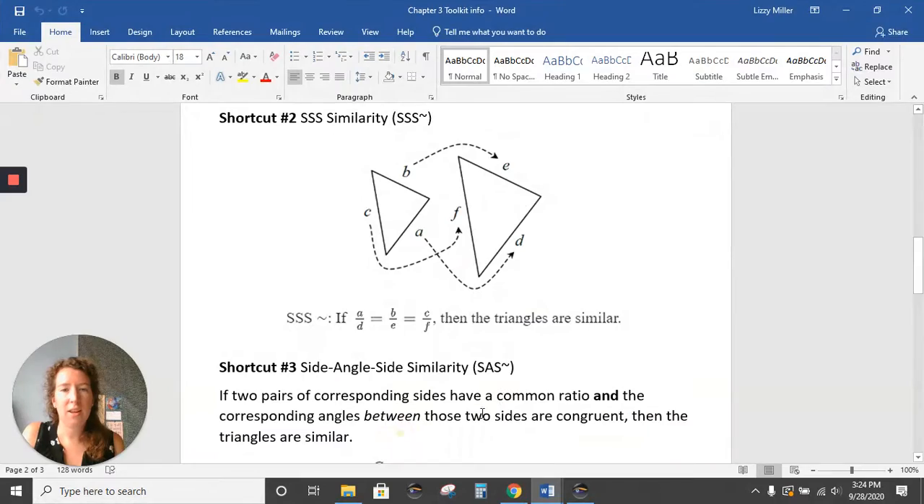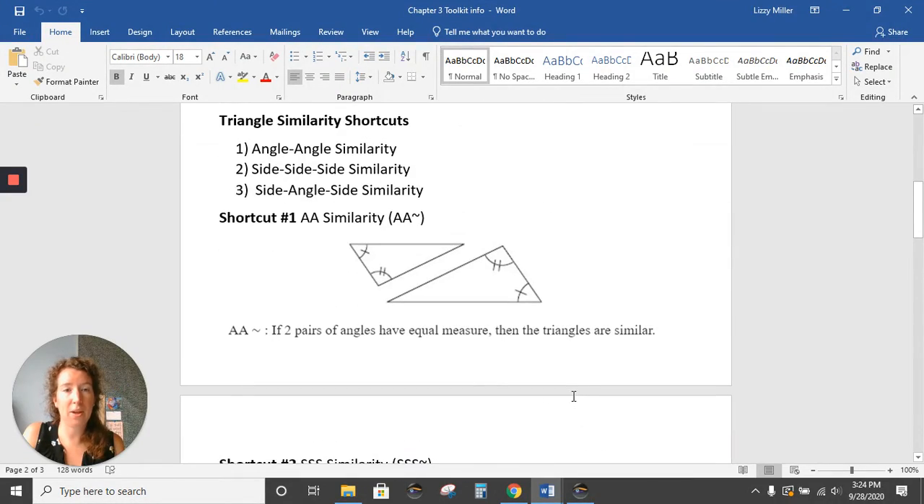information into our toolkit. Okay, so we have learned that there are 3 similarity shortcuts: angle-angle, side-side-side, and side-angle-side. These definitions are slightly different than the ones we just took in our notes. They're a little bit more abbreviated. So if you need to pause this video so that you can copy this down, feel free to do so because we've already discussed them. So we have our first one here, which is angle-angle. Make sure you include the picture as well as the definition.